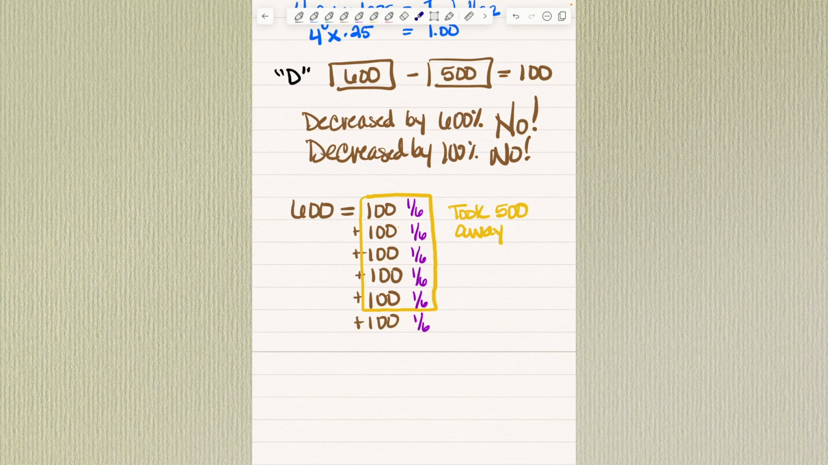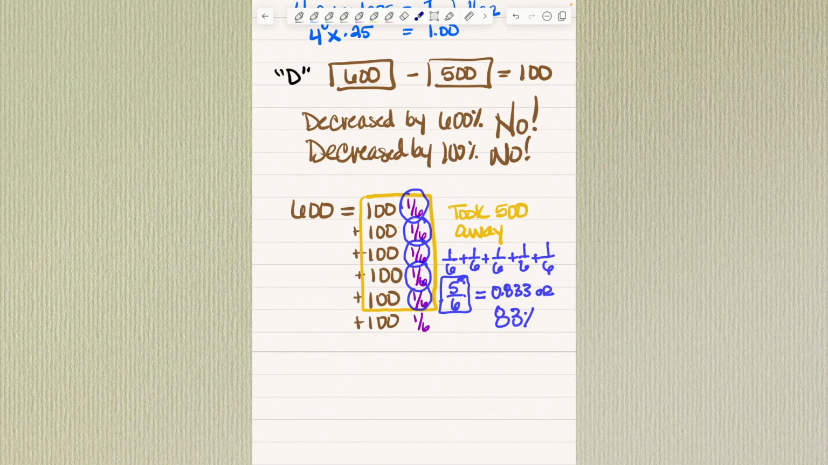So if I add these up, that's 1/6, that's 2/6, that's 3/6, that's 4/6, that's 5/6. 1/6 plus 1/6 plus 1/6 plus 1/6 plus 1/6, 1, 2, 3, 4, 5. That's 5/6 because you add the numerators and you keep the denominators the same. I took 5/6. Put that in your calculator. 5/6 is the same thing as 0.833, or if I multiply by 100, 83%.